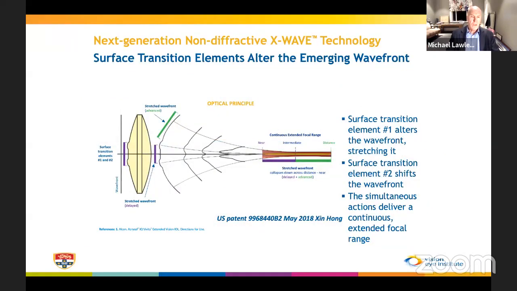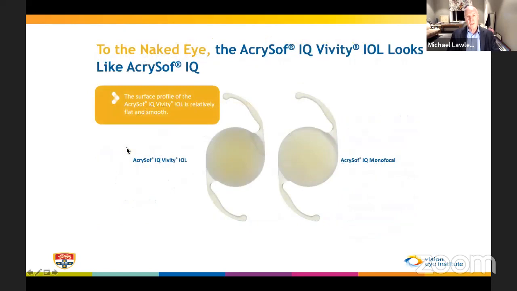I've actually put the US patent number there. You can go and look into that patent via Google Patents and dig into the detail of how the lens works. It was patented in May 2018. There are two transition elements which stretch and shift the wavefront. It's a simultaneous action that delivers a continuous extended focal range. On the left-hand side, you see this little 1 micron raised area, and this area is 2.2 millimeters, and that's raised 1 micron. And there's another slide which shows that a little bit better.